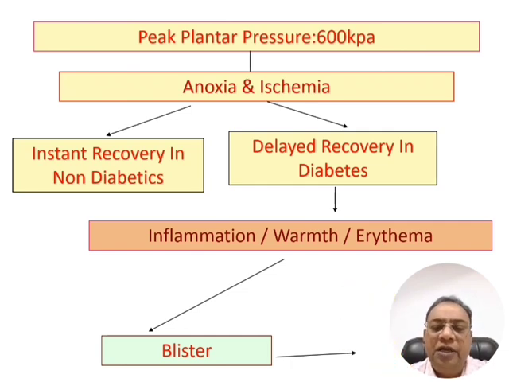Skin breakdown occurs as plantar pressure exerts 600 kilopascals, because of which anoxia and ischemia occur. Instant recovery does occur in a non-diabetic patient. Delayed recovery occurs in a diabetic patient, which leads to inflammation, warmth, and erythema, which leads to blister formation, and then that tends to ulcer formation.